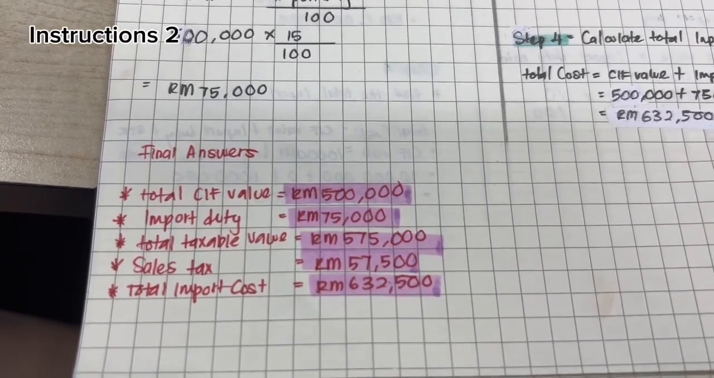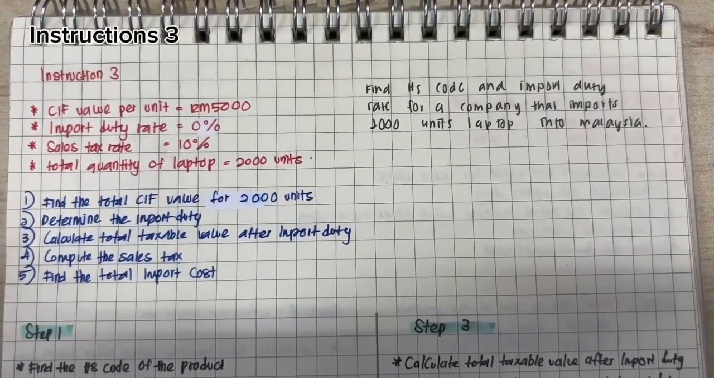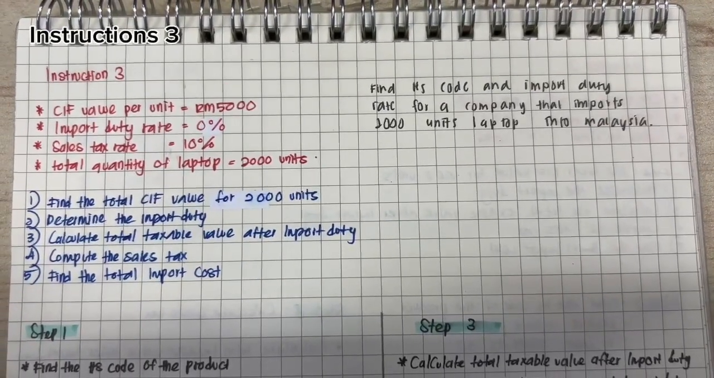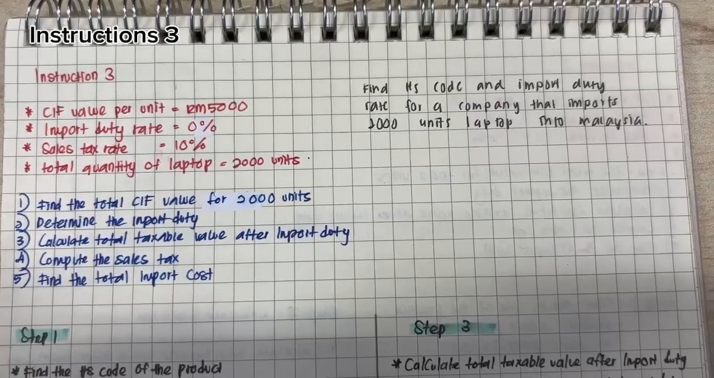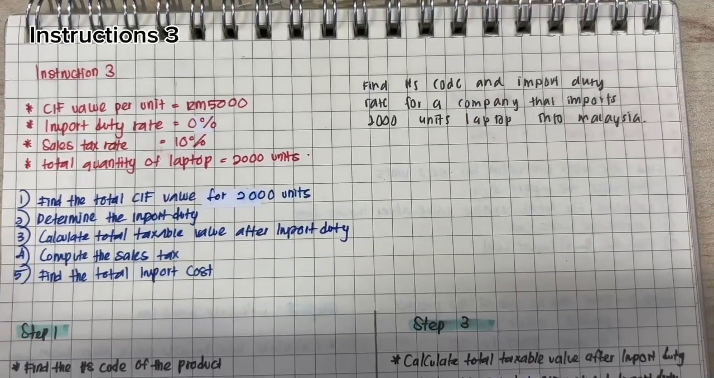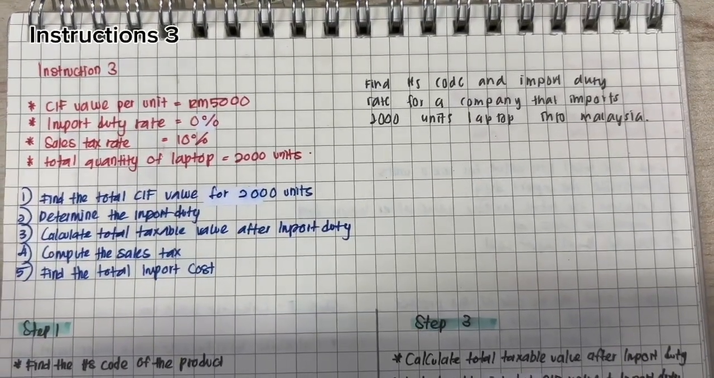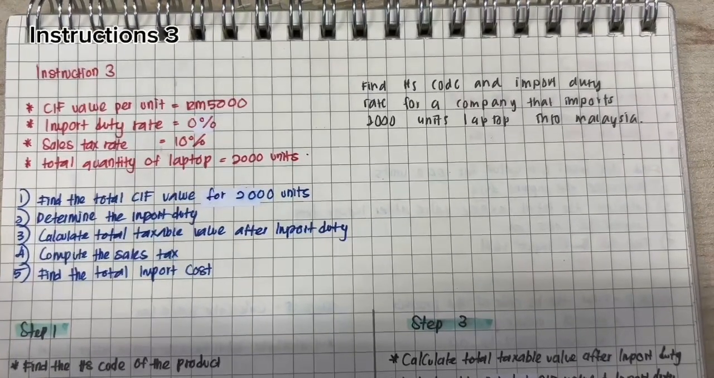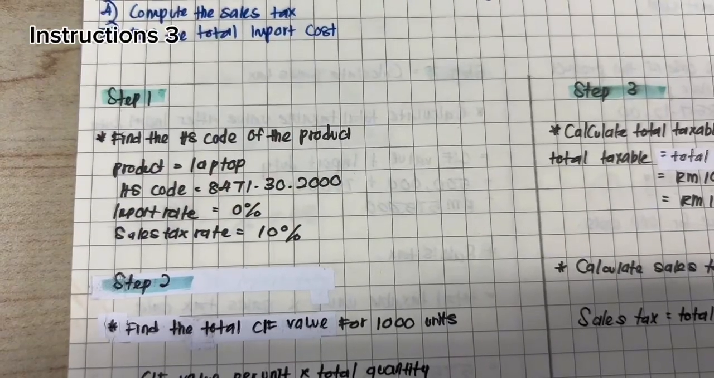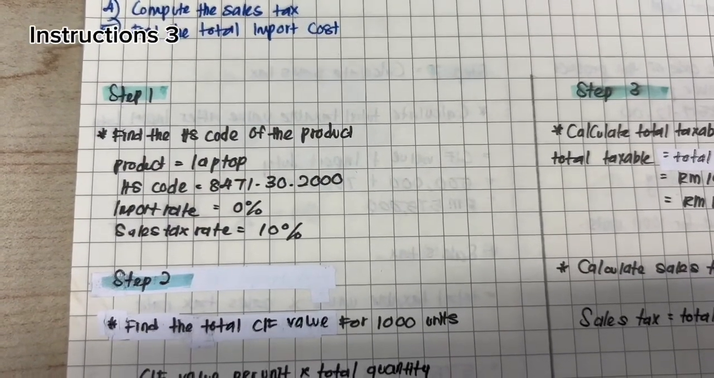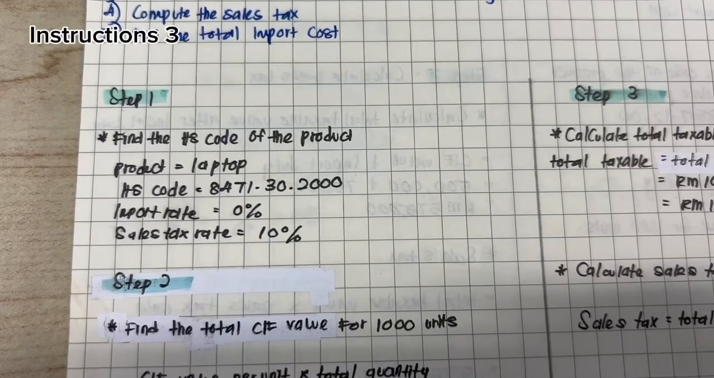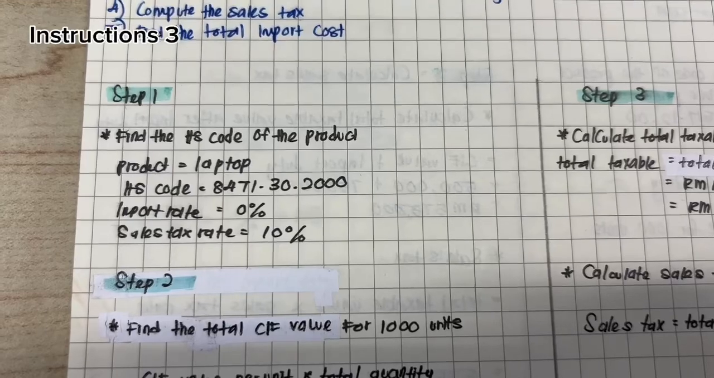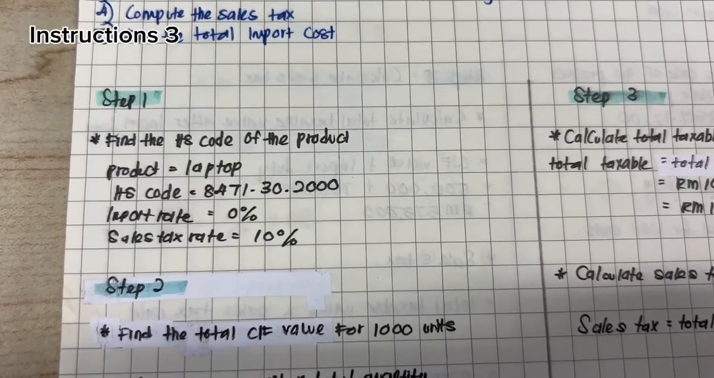Thank you. So next, for the instruction 3, we need to find the HS code and import duty rate for a company that imports 2,000 unit laptop into Malaysia. So we need to find the total CIF value for 2,000 units, determine the import duty, calculate total taxable value after import duty, compute the sales tax, and find the total import cost. So the first step is we need to find the HS code of the product, which is laptop. So HS code for laptop is 8471.30. The import rate is 0% and the sales tax rate is 10%.